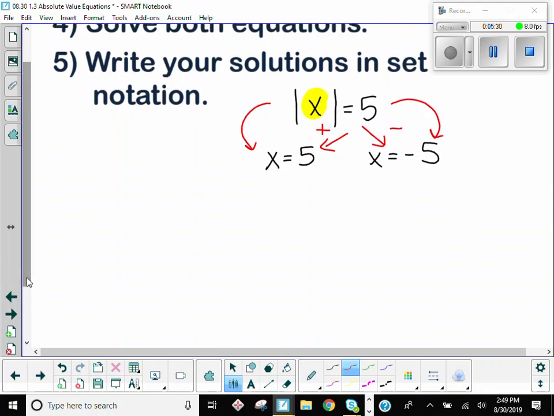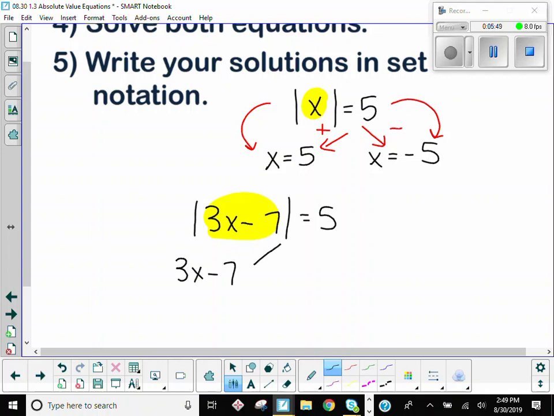I might have 3x minus 7 equals 5. So here's my stuff in yellow. Whatever that is, and after I take the absolute value of it to equal 5, I'm going to drop the bars, take the stuff in yellow, and make a positive version. The stuff in yellow doesn't change, just this number changes. It stays positive here and negative here.